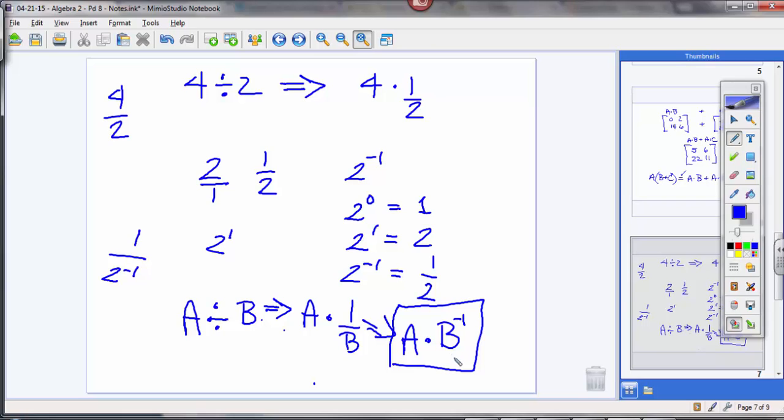The next step is to figure out how to calculate the inverse of a matrix. And we'll cover the beginnings of that in our next class.